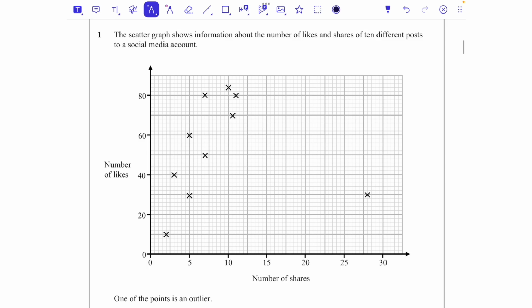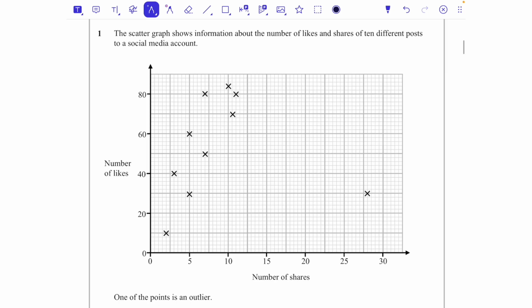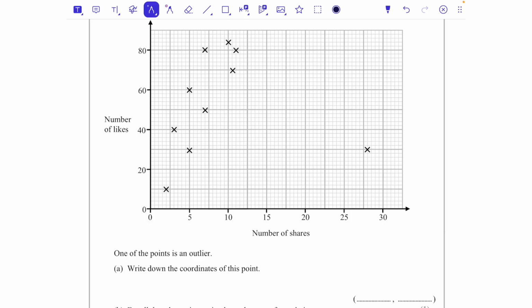So question number 1, I've gone for a scatter graph. The scatter graph shows information about the number of likes and shares of 10 different posts to a social media account. So we've got number of likes on the y-axis and number of shares on the x-axis. It says one of the points is an outlier. Write down the coordinates of this point.